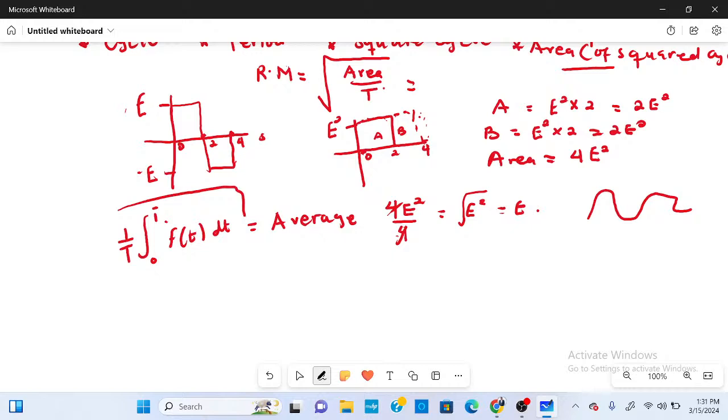So your function f of t, and you integrate with respect to what? t, from 0 to T, then you divide by your what? 1 over T. That gives you the average.